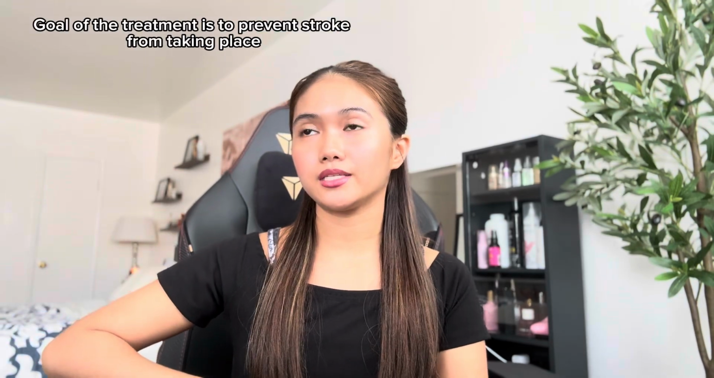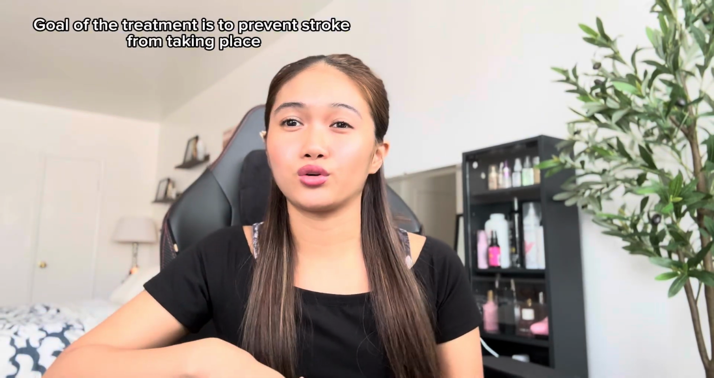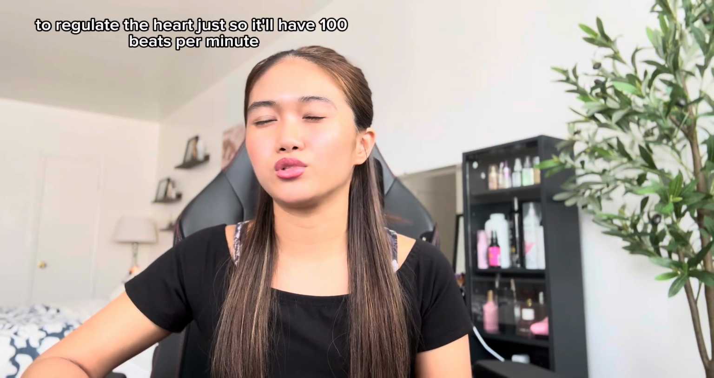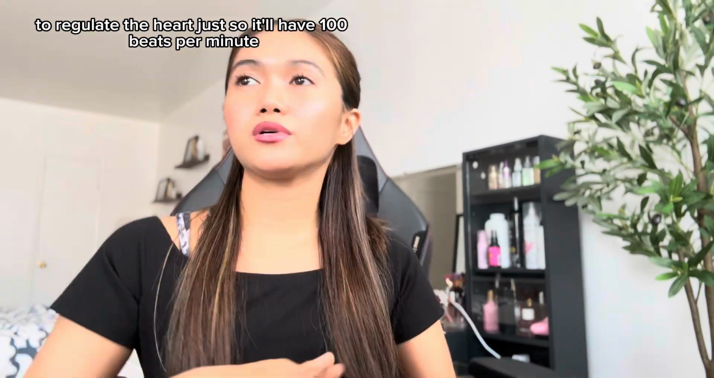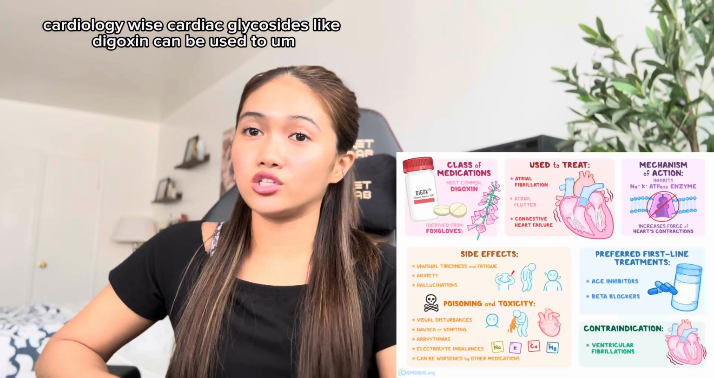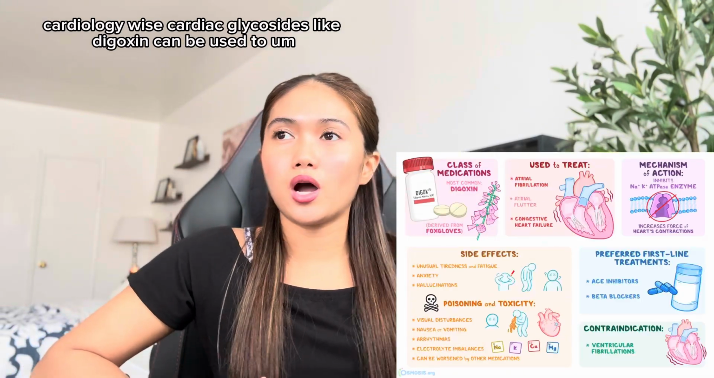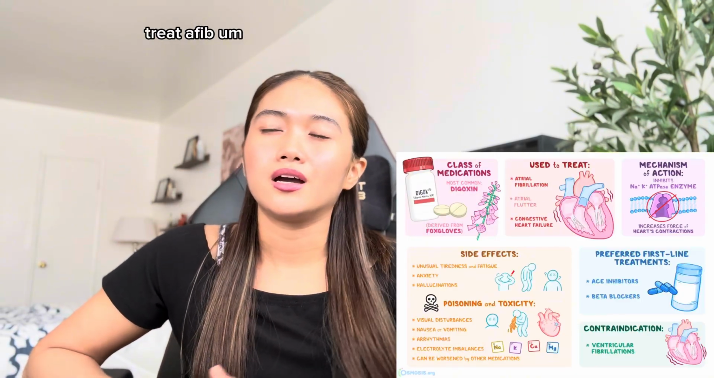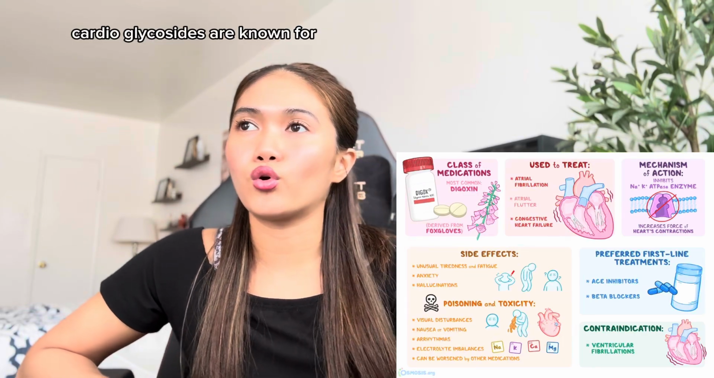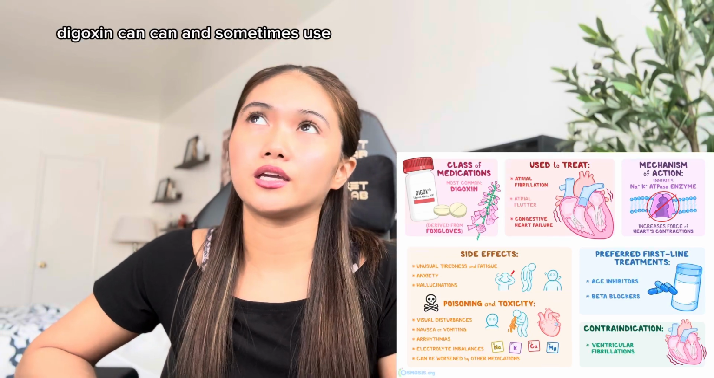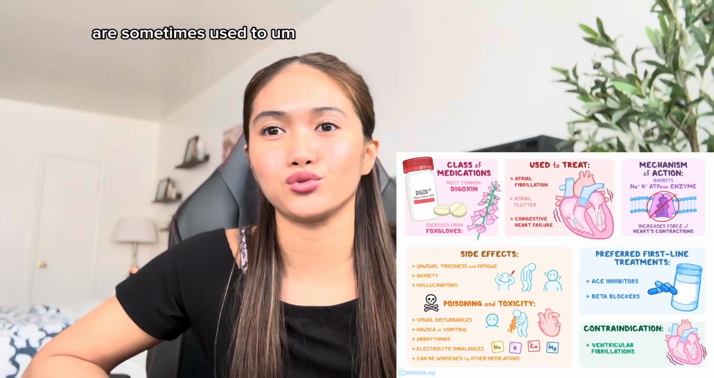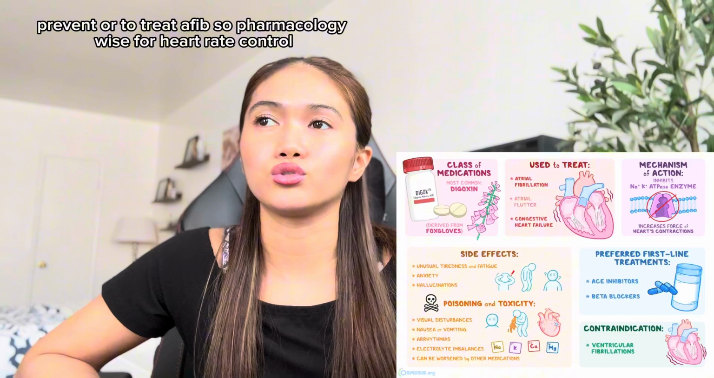The goal of treatment is to prevent stroke from taking place and also to regulate the ventricular response and regulate the heart, so it will have around 100 beats per minute. Pharmacology-wise, cardiac glycosides like digoxin can be used to treat A-fib. Cardiac glycosides are known for ventricular response, so digoxin is sometimes used to treat A-fib.